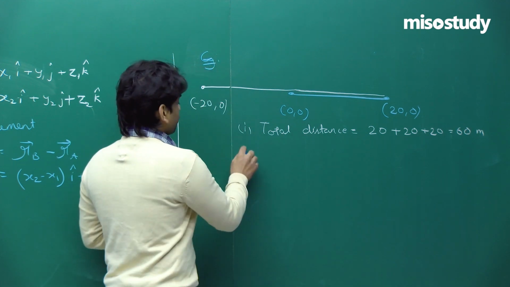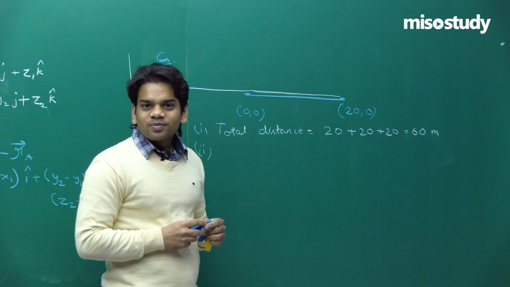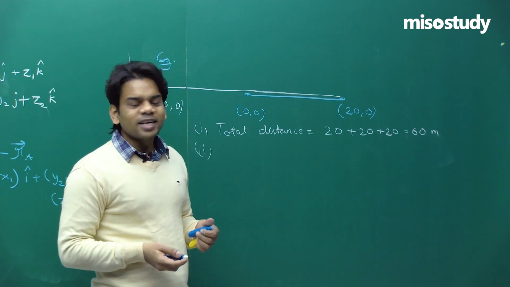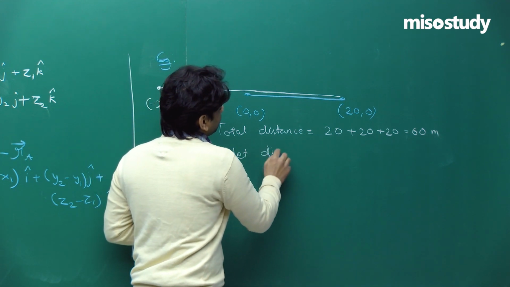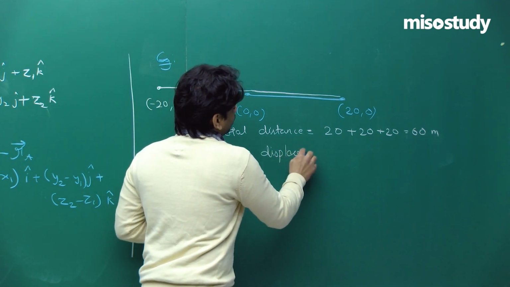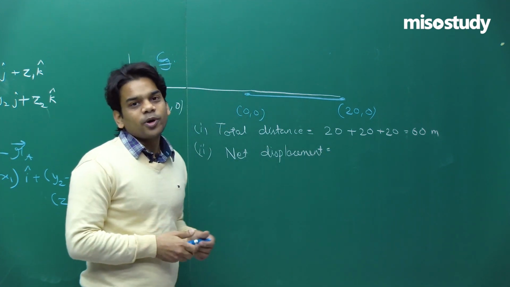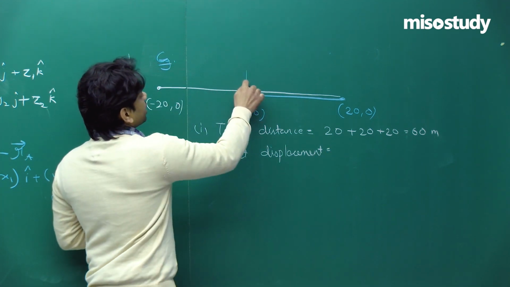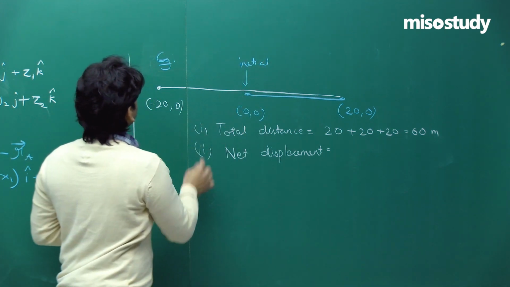Now the second part of the question: suppose it has been asked what is the total displacement, or the net displacement. The net displacement of the particle from the initial point to the final point will come out to be, as I told you, the minimum separation between the initial point and the final point. The initial point was this, and finally the particle has reached this point.